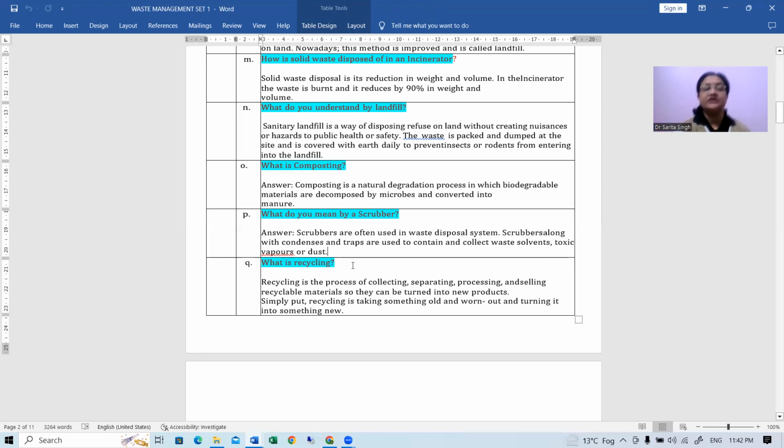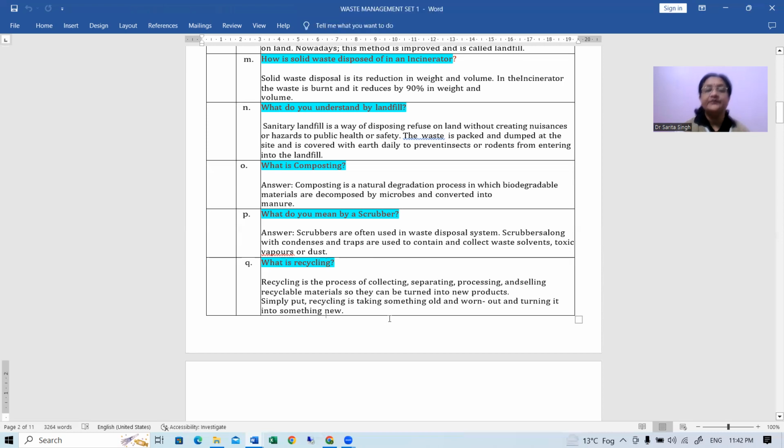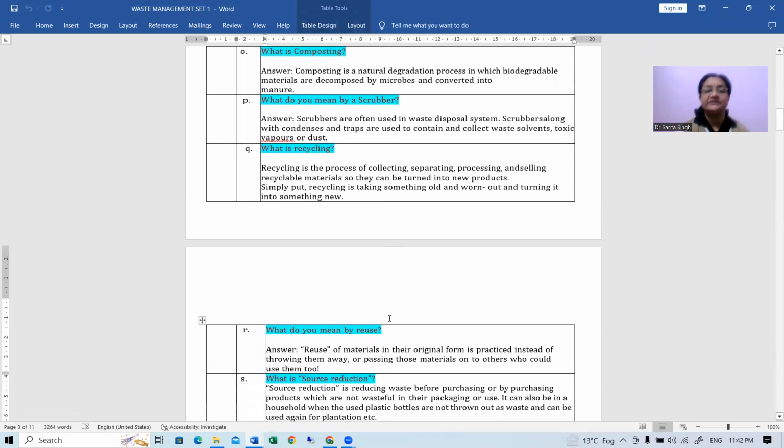Then the next question is, what is recycling? Recycling is the process of collecting, separating, processing, and selling recyclable materials so that they can be turned into new products. So recycling is taking something old and worn out and turning it into something new, right? This is how recycling helps in managing the waste.